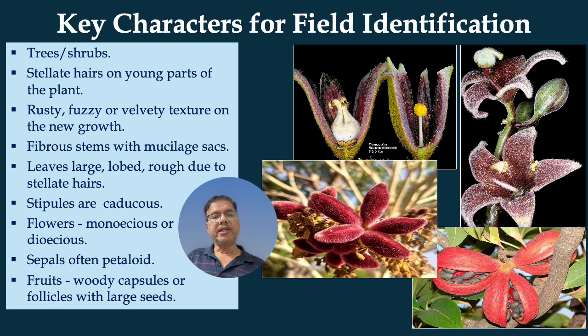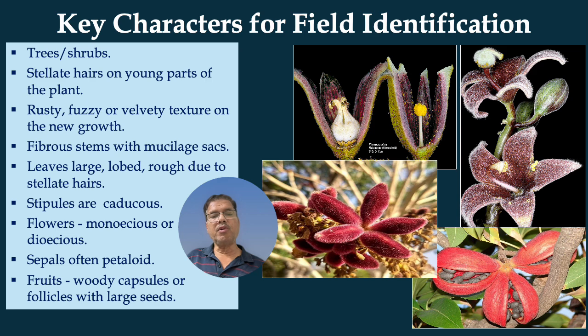These are the key characters for the identification of the members of Sterculiaceae in the field. The plants may be trees or shrubs. They possess stellate hairs on the young parts of the plant. They exhibit a rusty, fuzzy, or velvety texture on the new growth. Presence of fibrous stems with mucilaginous sacs.